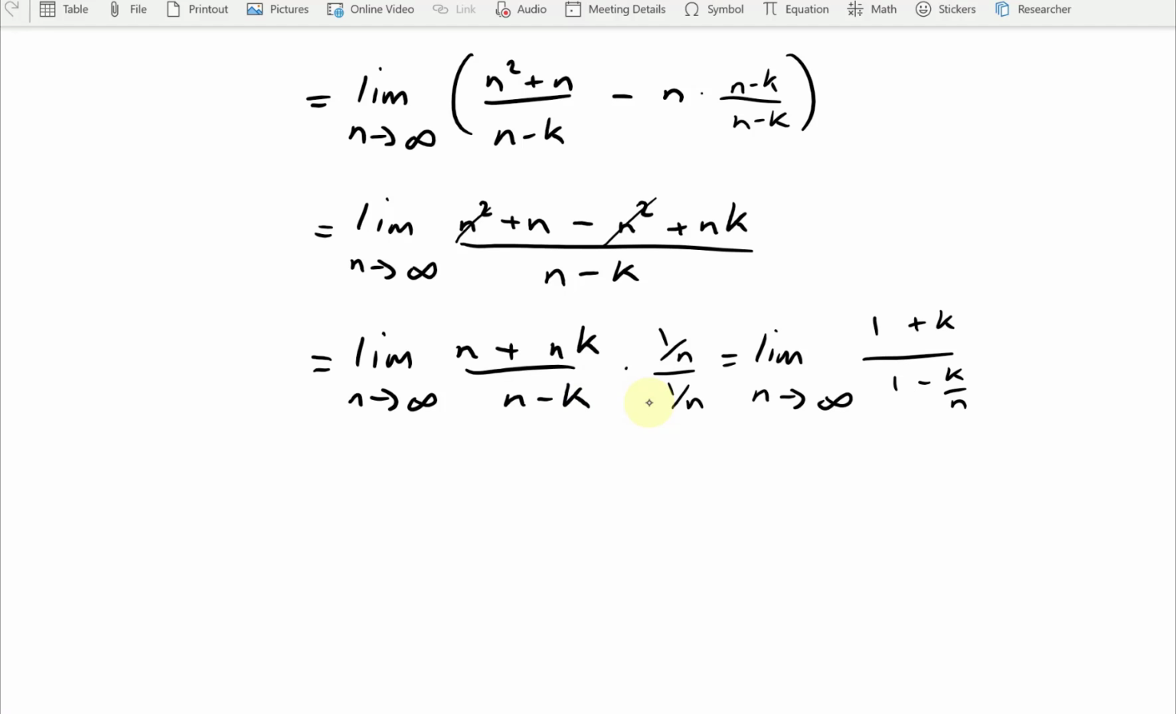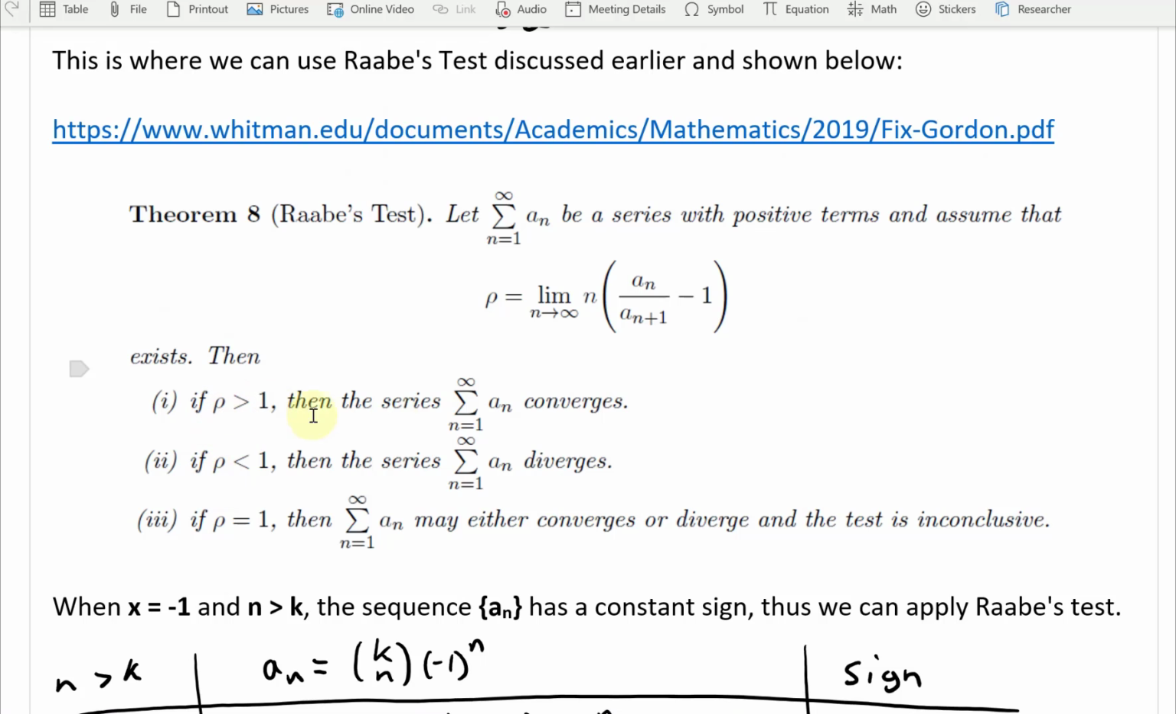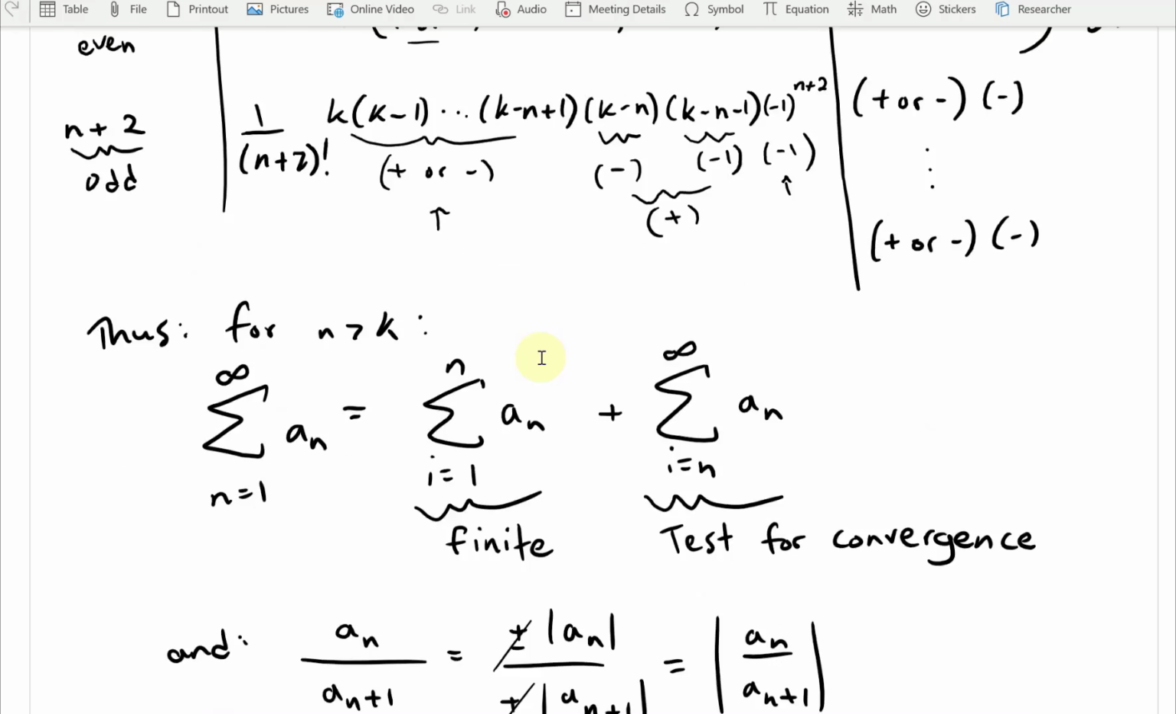And then as you go to infinity, this is the only thing that matters: 1 over infinity goes to 0. So this is going to be equal to 1 plus k. This goes to 0, and this goes to 0, so we have 1 plus k divided by 1, which equals 1 plus k. In other words, we have rho is equal to 1 plus k. And we know our Raabe's test, scroll up to Raabe's test. So when rho is greater than 1, the series converges, and when rho is less than 1, the series diverges.